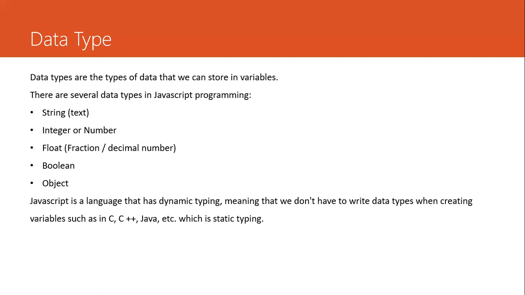Maybe you have learned about Java or C++. Like in Java, when we have a variable, usually we write integer, int, and then the name of the variable, or maybe float and the name of the variable. In JavaScript, we don't need to do something like that.